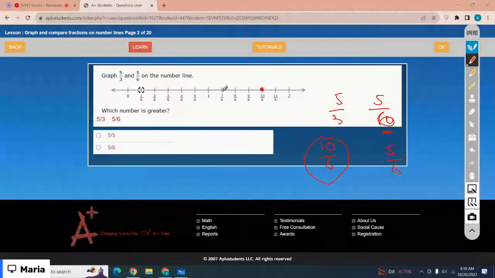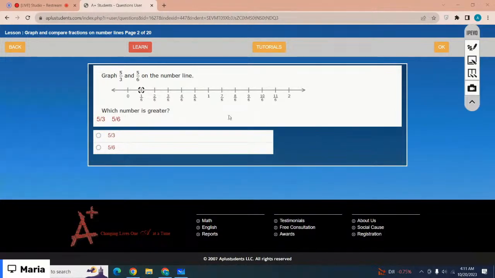Here is 10 over 6 and here is 5 over 6. So which is greater? Obviously 10 by 6 is greater. That means 5 by 3 is greater than 5 by 6. Got it? So 5 over 3 is greater than 5 over 6. Got it?